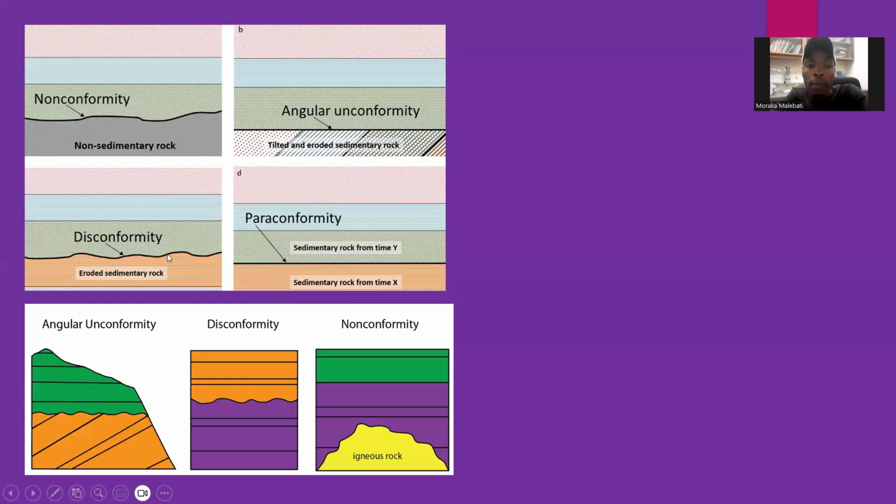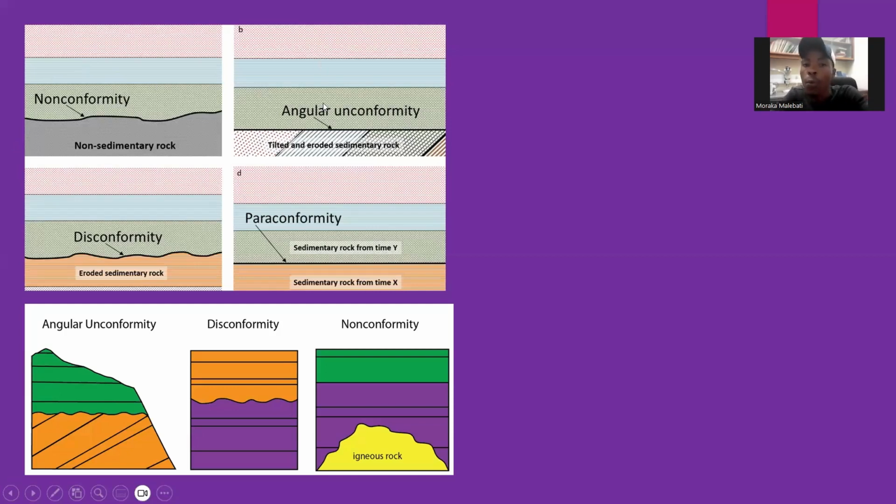All right, and then with nonconformity, you can have igneous or metamorphic rock, any rock as long as it's not sedimentary rock and it's older, and then that rock needs to be eroded and create an erosional surface. Then new sediments are going to be deposited horizontally, conforming, on top of the eroded igneous or metamorphic rock.